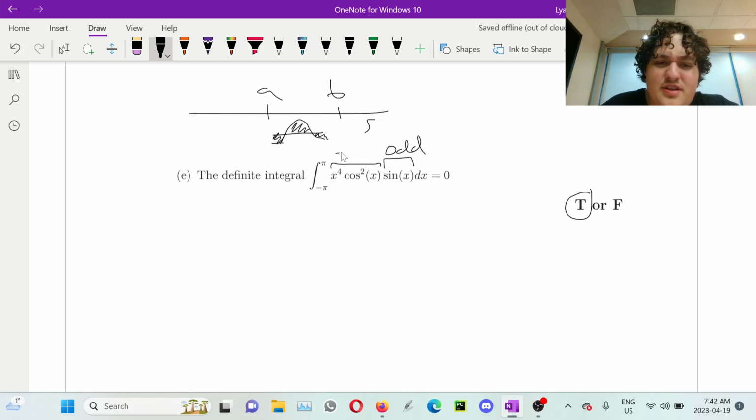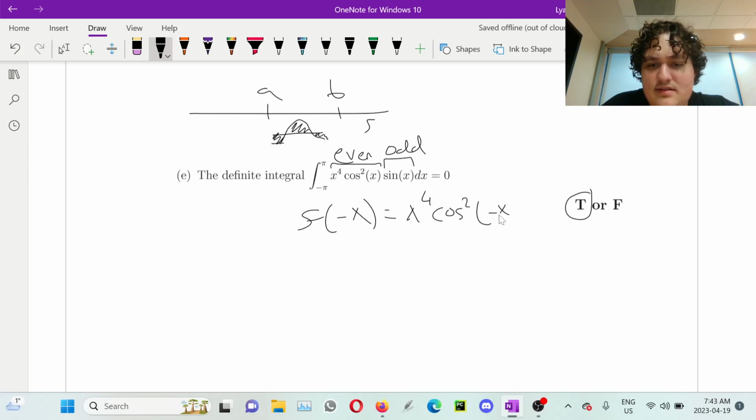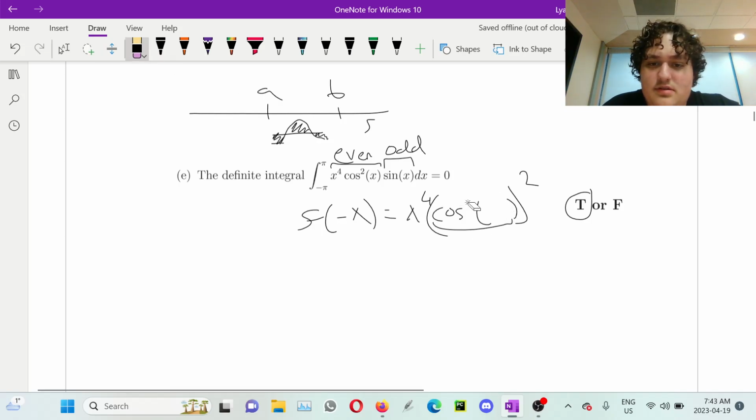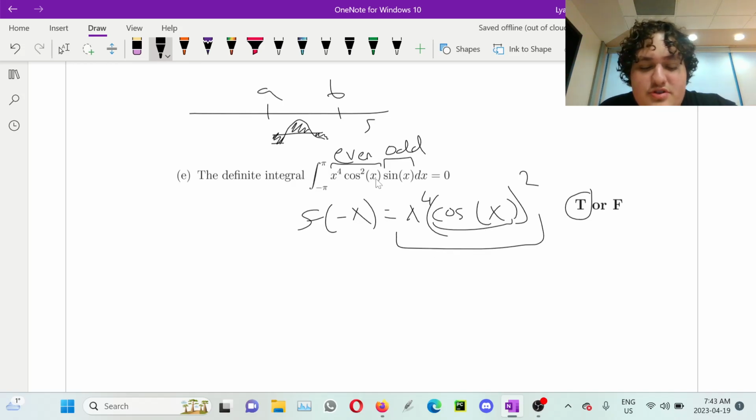Let's just make sure that I'm right, and I'll show you why even times odd is odd as well. So let's say f of minus x equals x to the 4 times cos squared of minus x. That's the same as cos of minus x squared. And we know cosine is even, so we can just put x here. And then we see that this is an even function, right? This is f of minus x equals f of x.